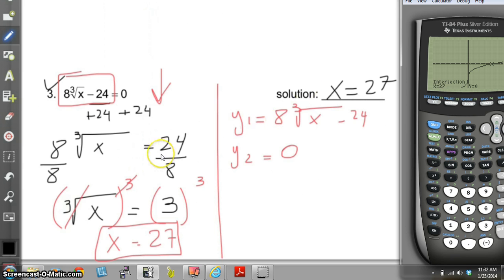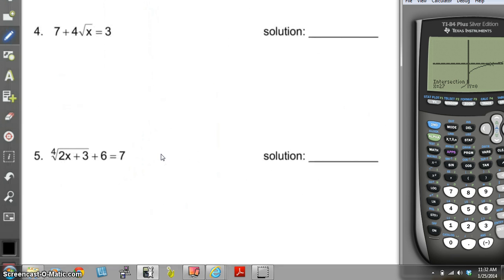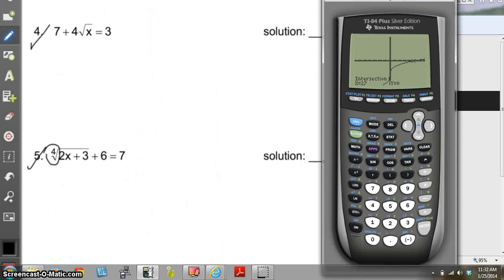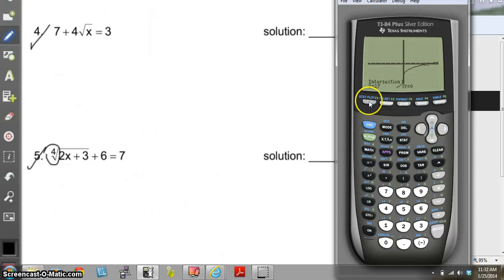Now, remember to do number 2 on your own. Now let's move on to the next part. Also, I want you to do number 4 on your own. Number 5, I just want to remind you how to put the 4th root on the calculator. So I'm going to do this part just to show you how to put it on the calculator. But remember, 1 through 6 should all be done algebraically. So I'm going to do number 5.